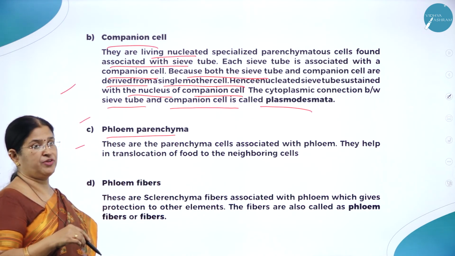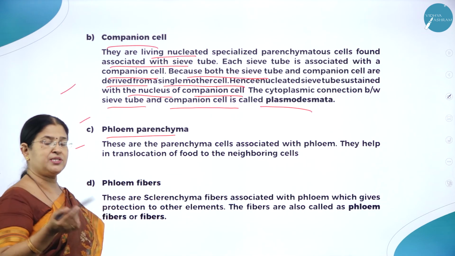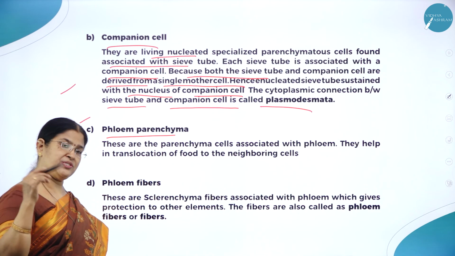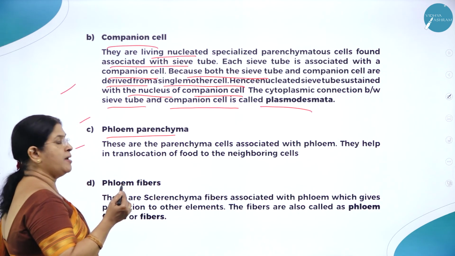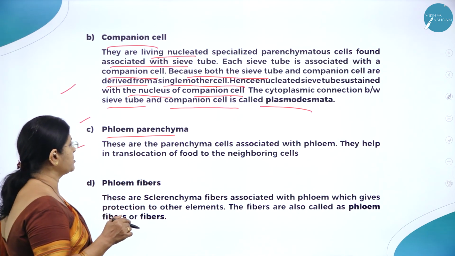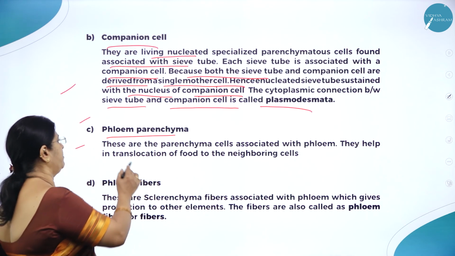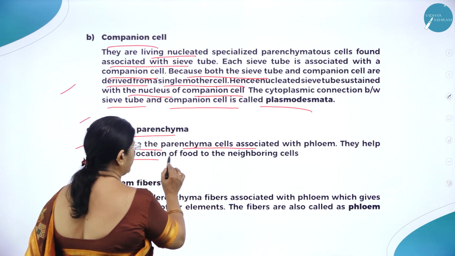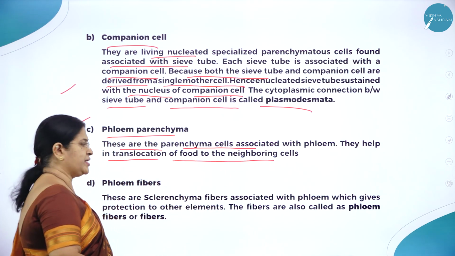Next, moving on to phloem parenchyma. Parenchyma in association with phloem is called phloem parenchyma, just like in xylem, parenchyma in association with xylem is called xylem parenchyma. These are the parenchyma cells associated with phloem. They help in translocation of food to the neighboring cells.